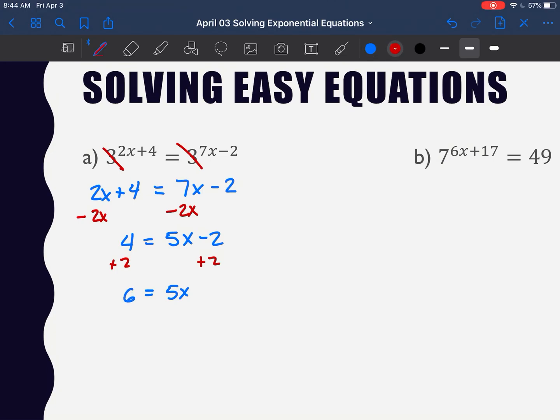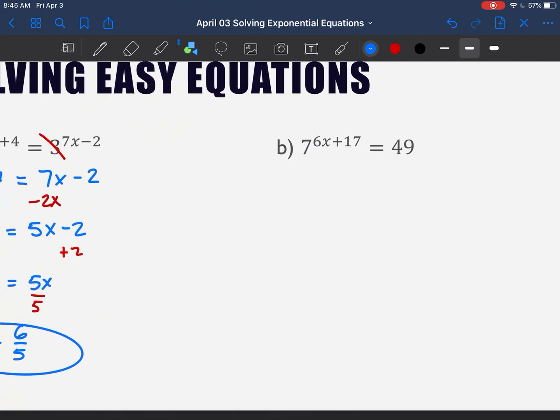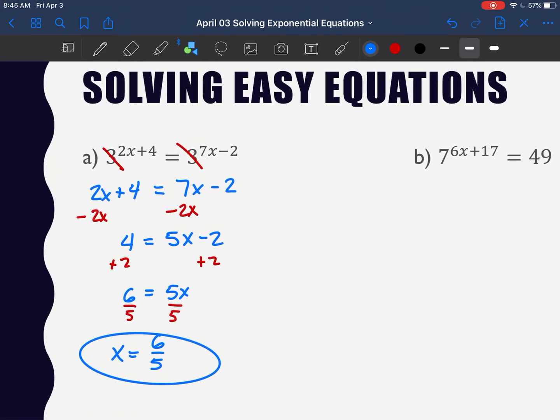And then last step, divide both sides by 5. And you guys know that I prefer fractions, so I'm just going to leave it as a fraction: 6 over 5, call it a day. Now, if you're obsessed with decimals, then I guess I'd be fine with you changing it. I think it'd be like 1.2 or something like that. So that's the easiest example of using that property to solve an exponential equation.